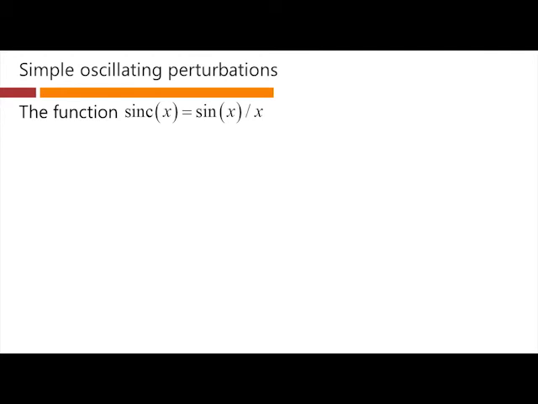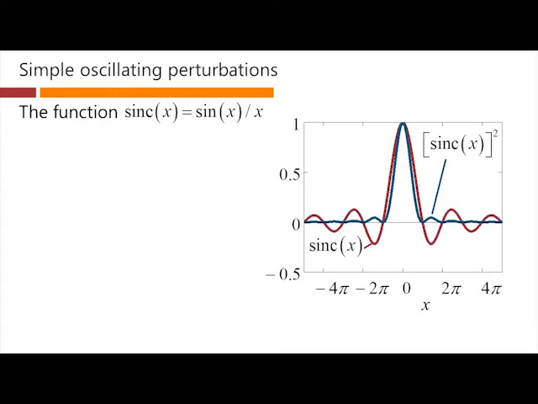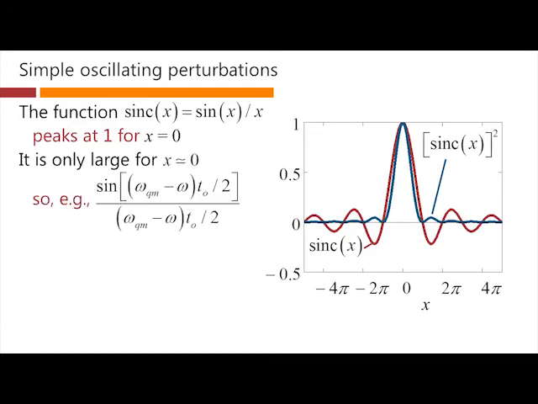Well, this function, the sinc function, sin x over x, is a function that looks like this on this red curve here as a function of the variable x. We've also plotted the square of that, since that will come up later on. And this function peaks at 1 for x equals 0, but it's only really large in the vicinity of the middle of this graph. As we go out to larger negative or larger positive arguments, it falls off pretty quickly and it never comes back. So this is only large in the vicinity of x equals 0.